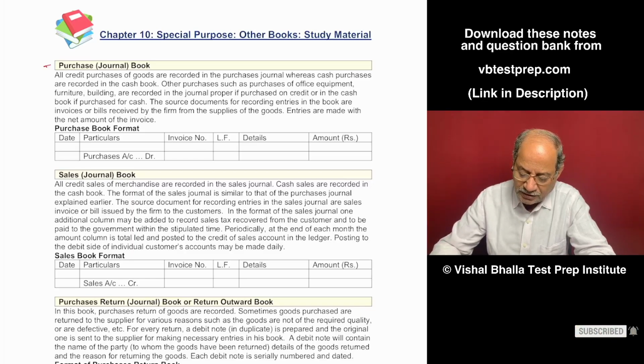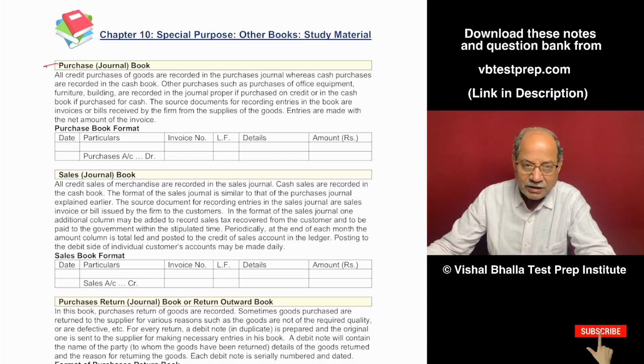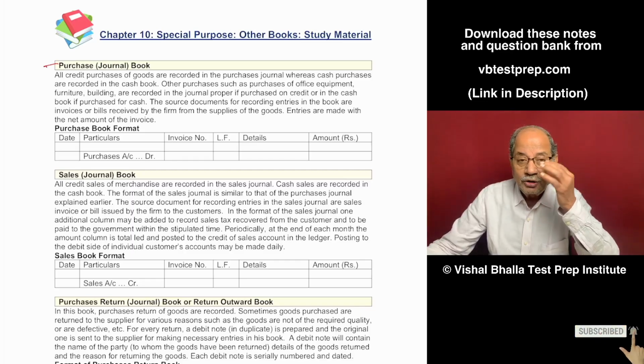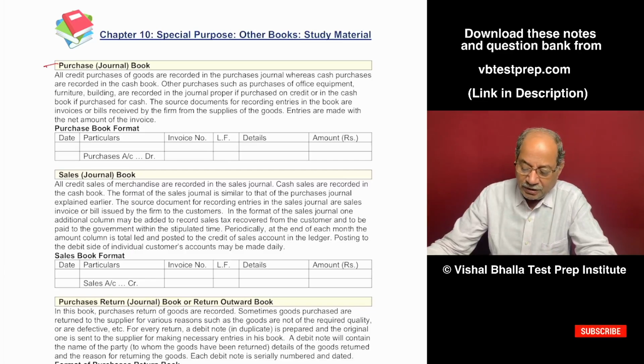So, friends, please understand it is known as purchase book as well as purchase journal or purchase day book. Whenever you are asked to prepare a purchase journal, purchase book, or a special purchase book, you will have to make this book. Three things are to be kept in mind.